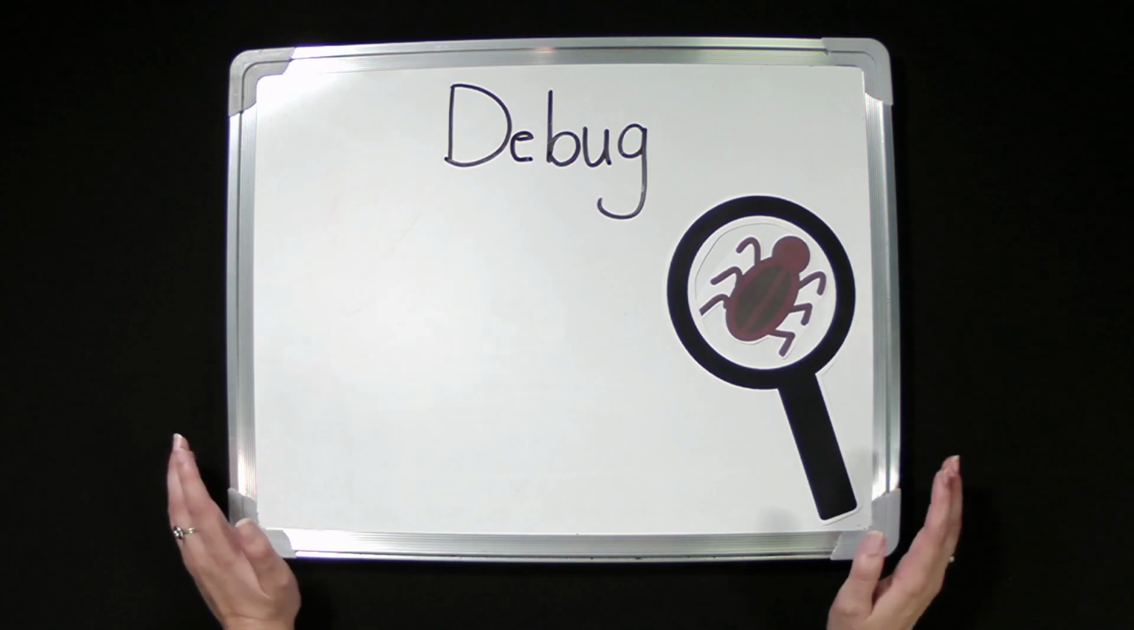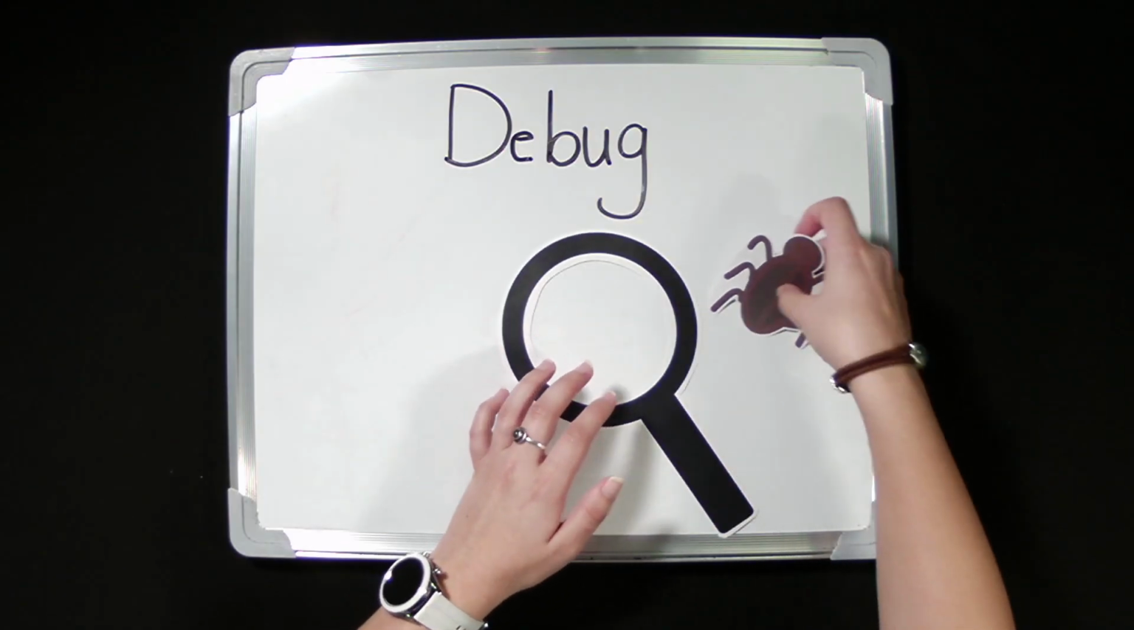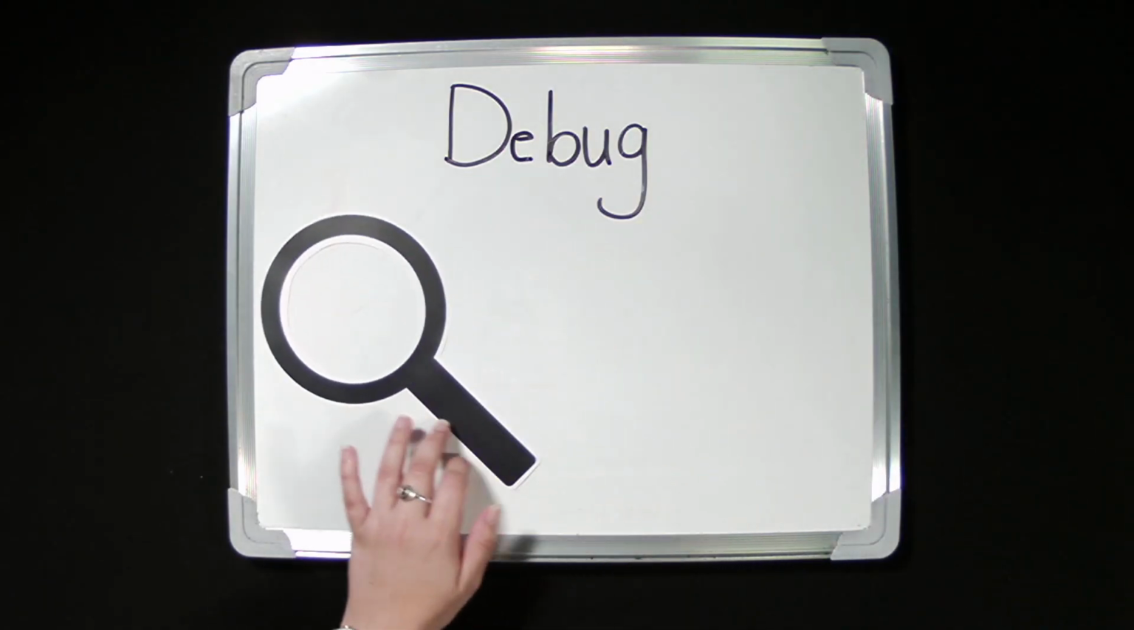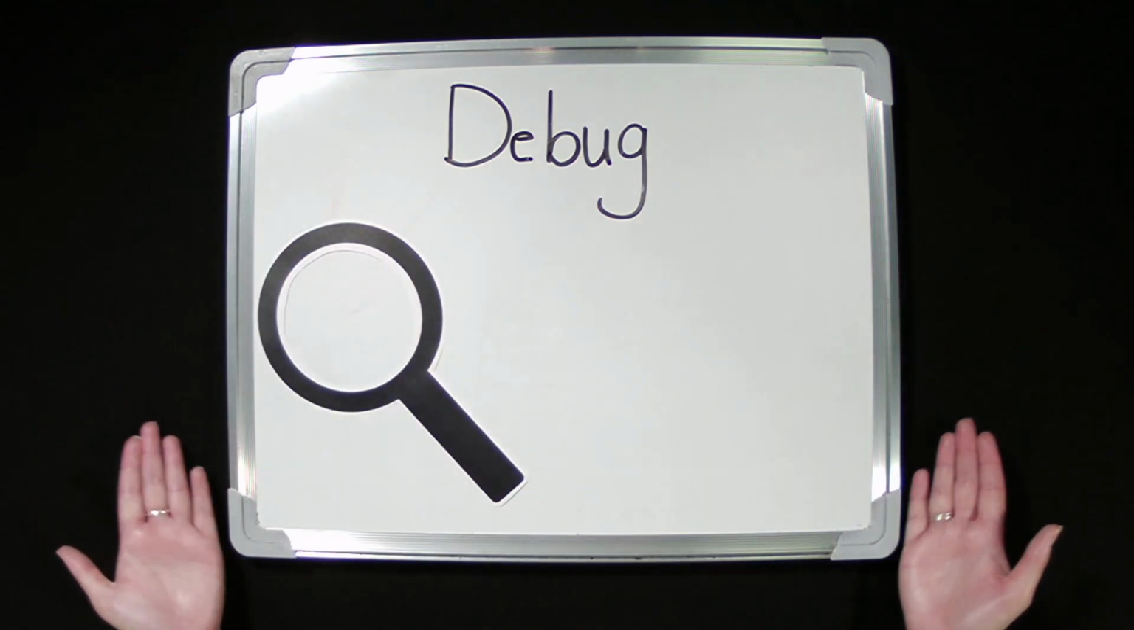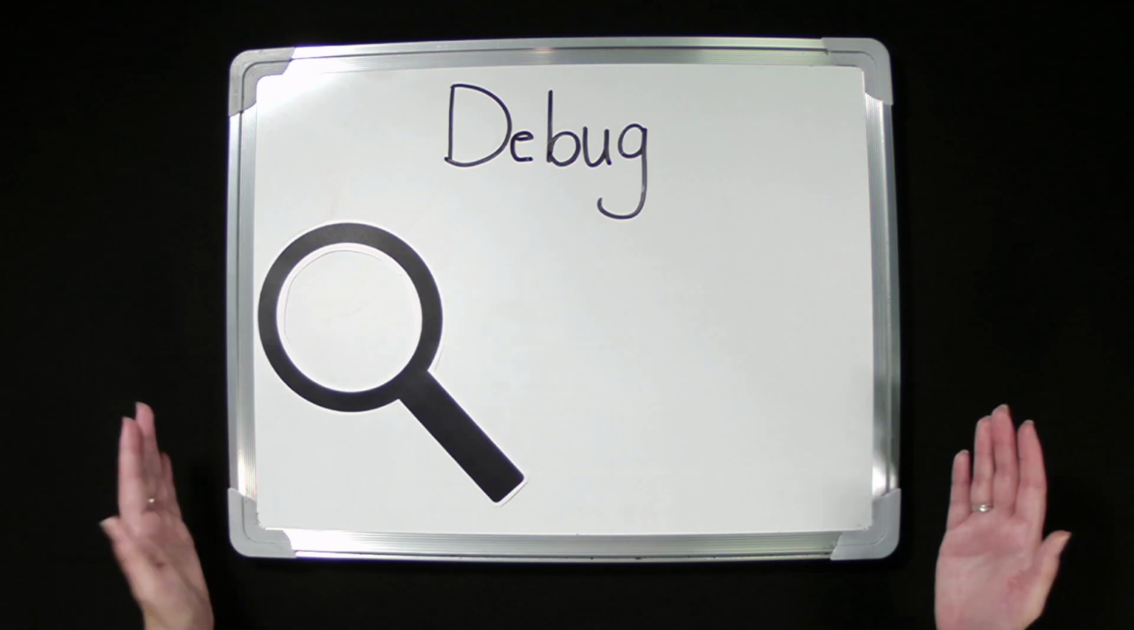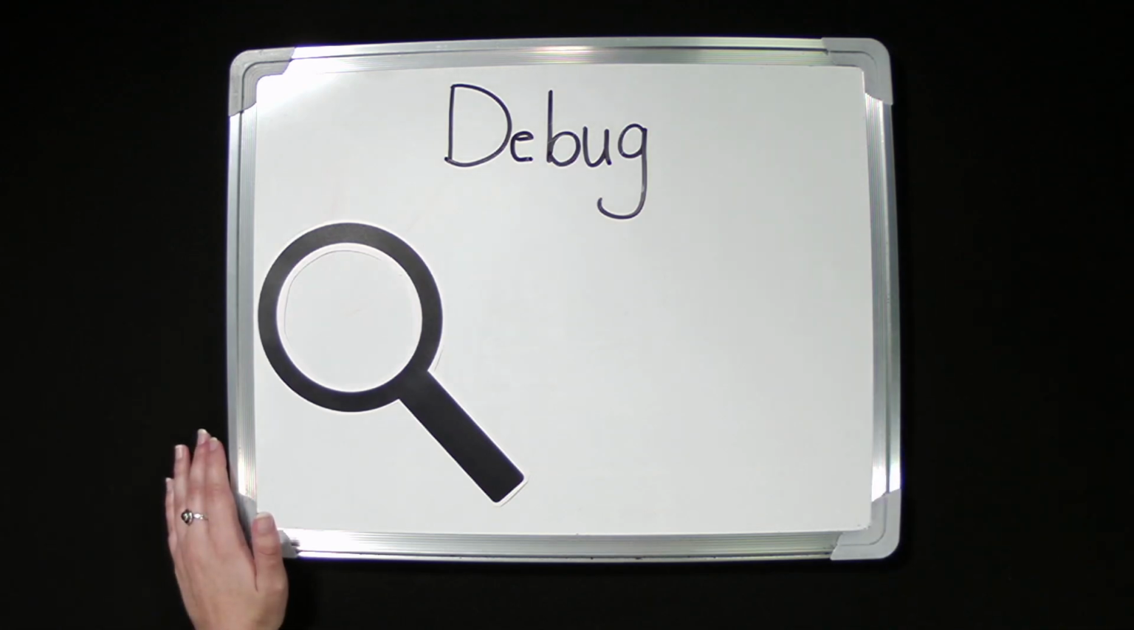Okay, so debugging is just the coder's way of saying fixing our problems. So we're going to get rid of our bug. So let's get rid of our bug. And now if we have a look, we've got no more bugs left. So we are all happy. We are all good.